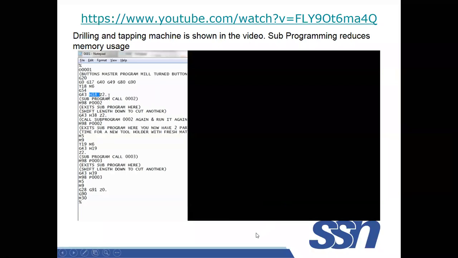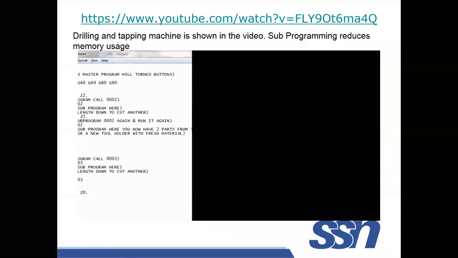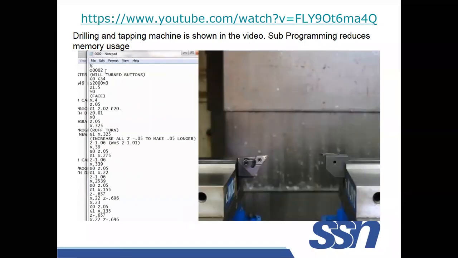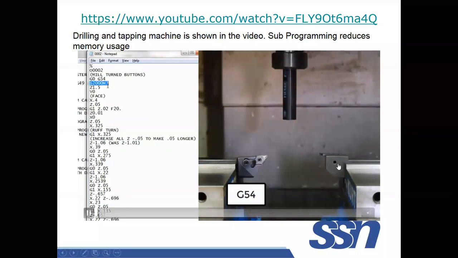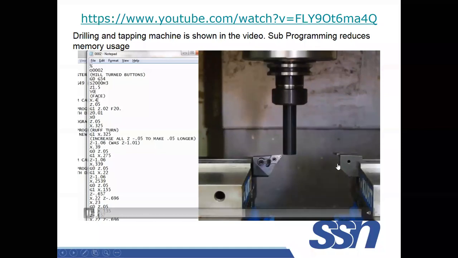So this is height adjustment you have to do. M98 is the program call, O002. So the 002 program is called in. How does it work? Again, the height, work offset, everything has to be set. This tool is G54. This tool position is set in another number, G54.